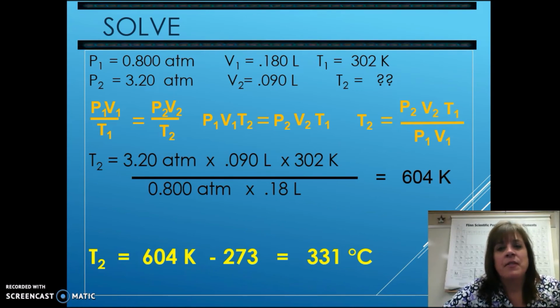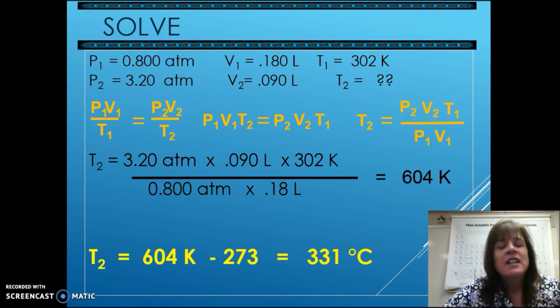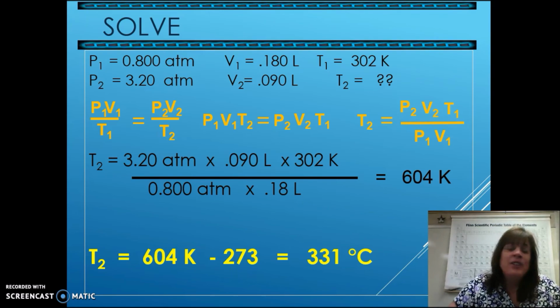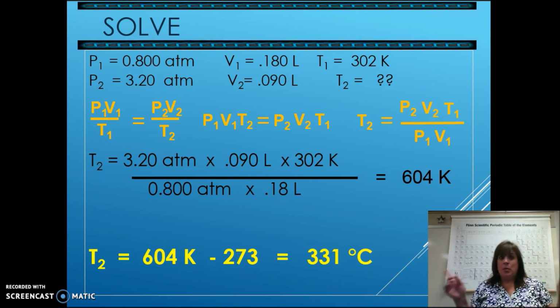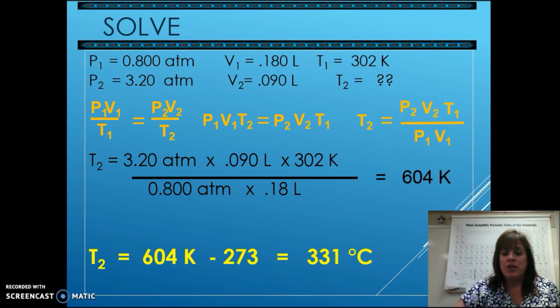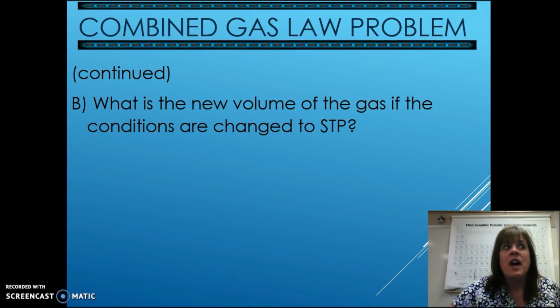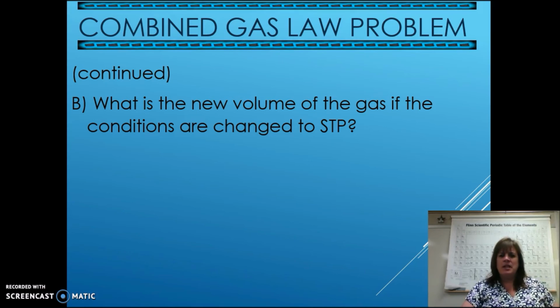That's the answer. Again, you can't work in Celsius. You have to work in Kelvin. Make sure you work in Kelvin or you won't get the right answer. All right, same initial conditions, but our second conditions, our pressure, volume, and temperature 2, are now going to be changed to STP. What does that mean, STP?